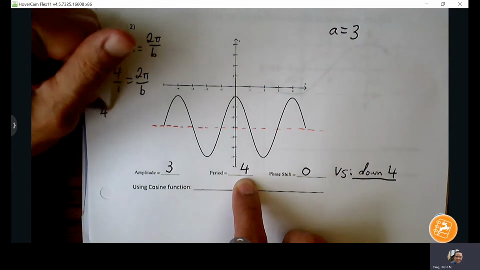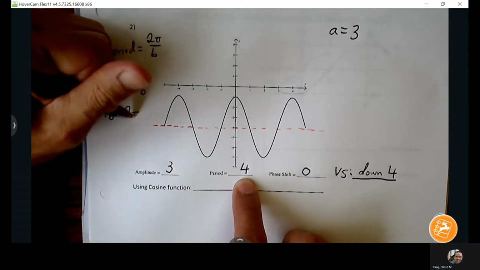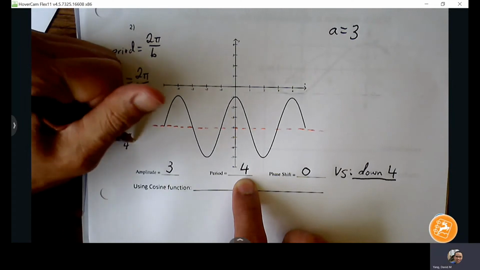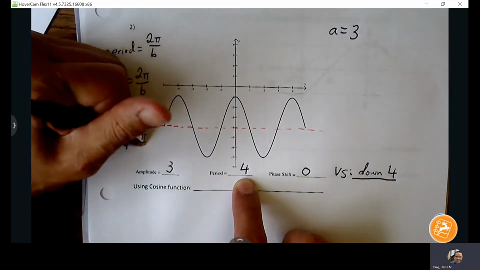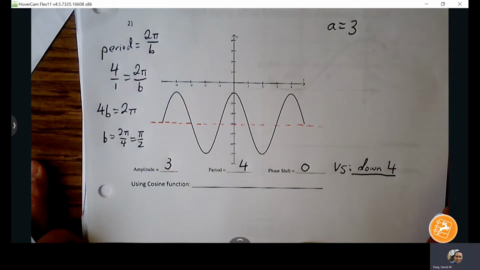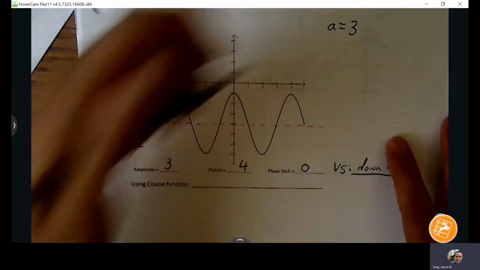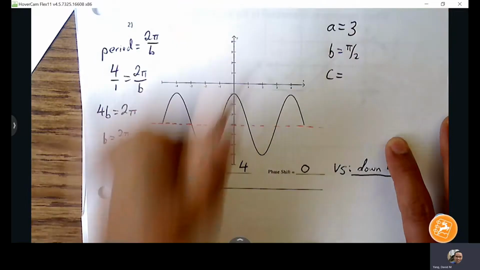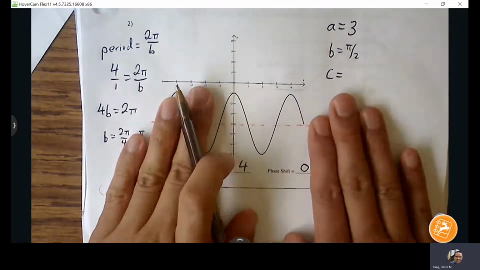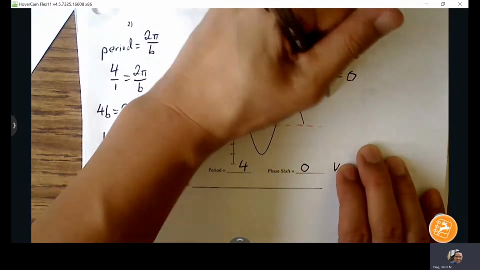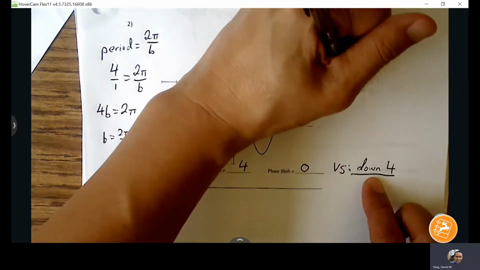Cross multiply, divide by 4. B equals pi over 2. Are we okay with that? Okay, so B equals pi over 2. Our C value, we don't have to do any shifts. This is exactly what we would expect from a cosine graph. So C is 0, and D, we said, is -4.